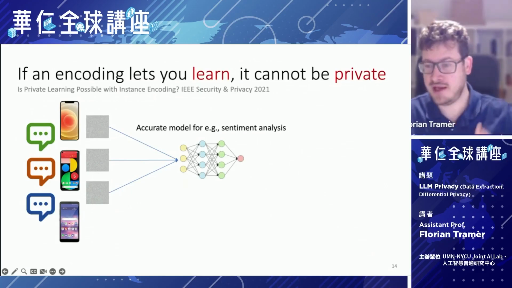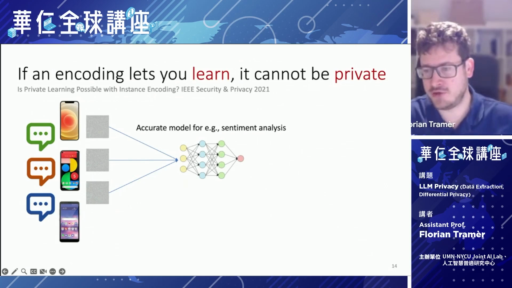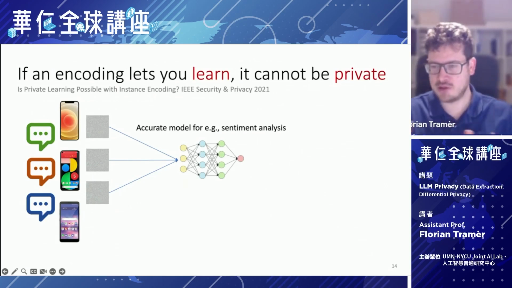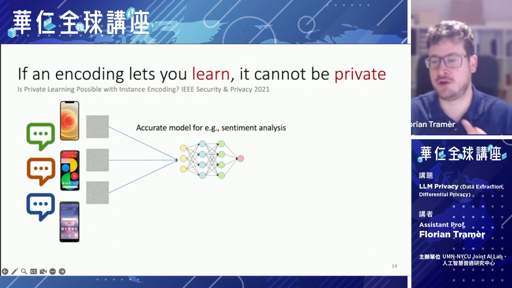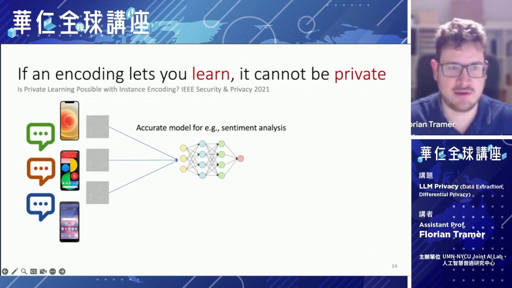And the idea behind this is actually quite simple. Since you can train a model on this data, if the model is going to be useful, then the model must be somehow extracting information from these encodings. And so we can use the model itself to sort of learn new things about this encoded data.